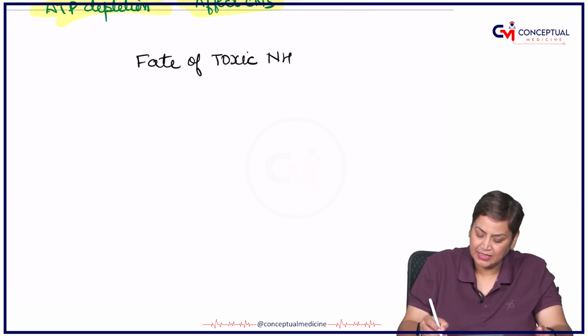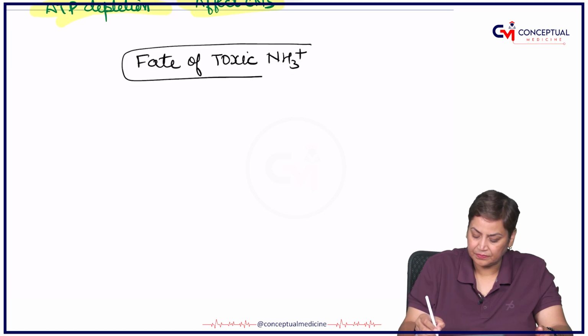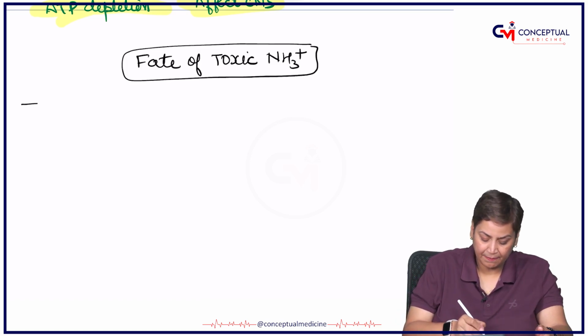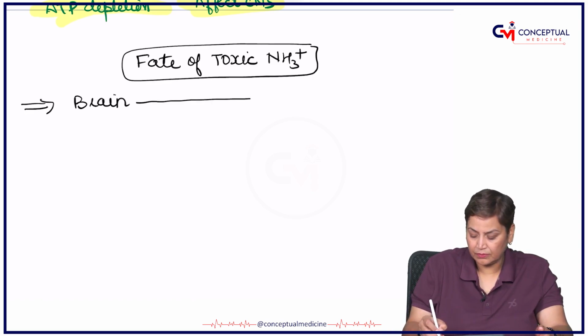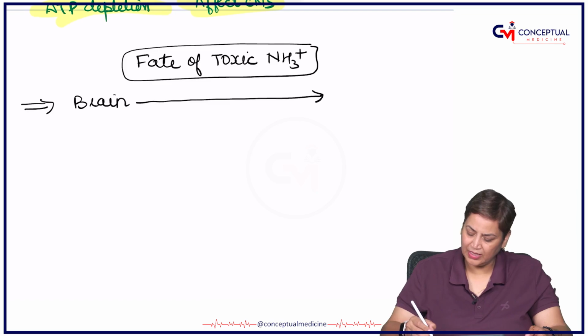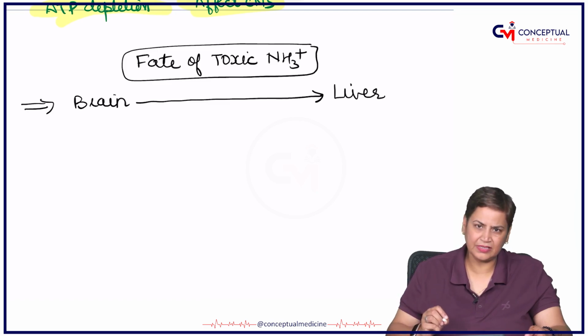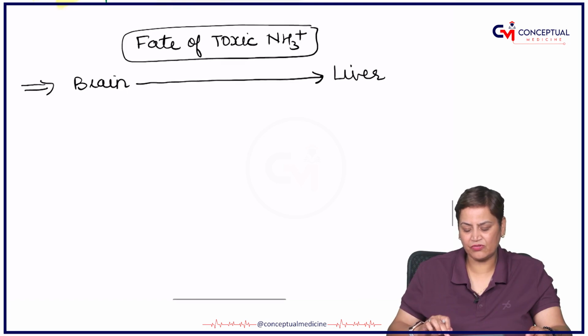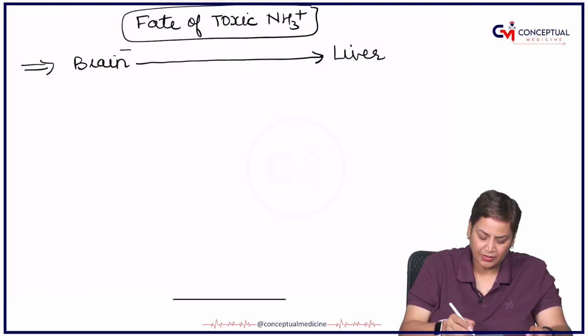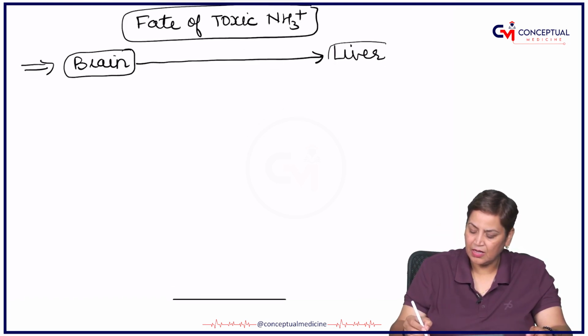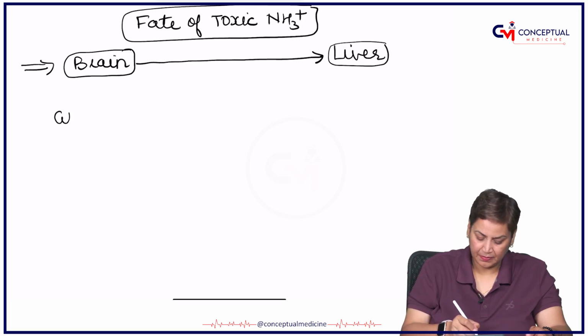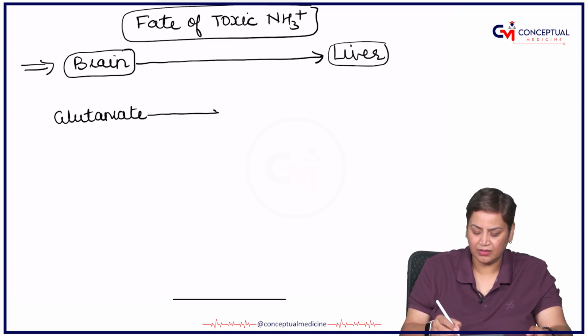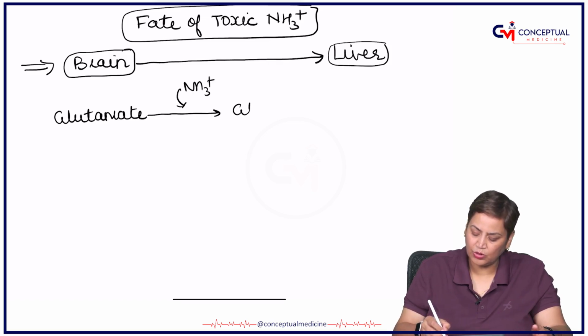So what happens here is, from the brain to the liver, how will it be transported, first thing, and from the muscles, how will it be transported. So first thing is, from the brain, glutamate will take this toxic ammonia and it will be converted into glutamine.